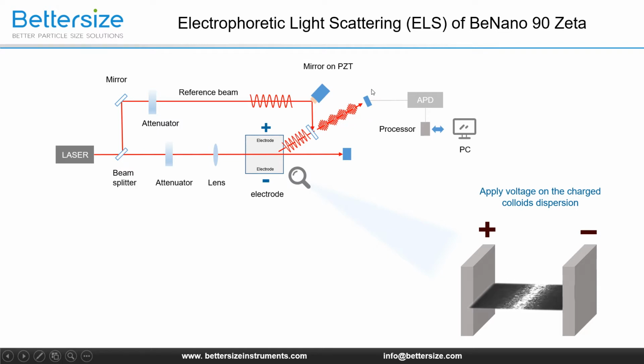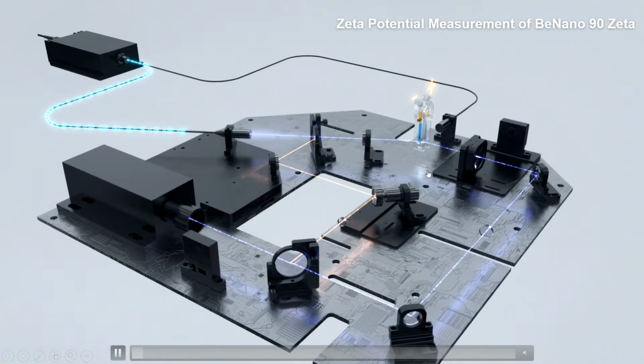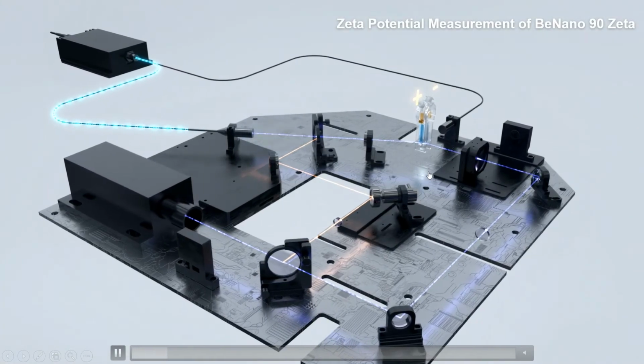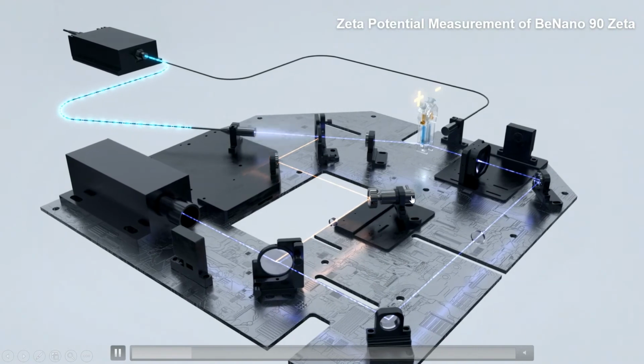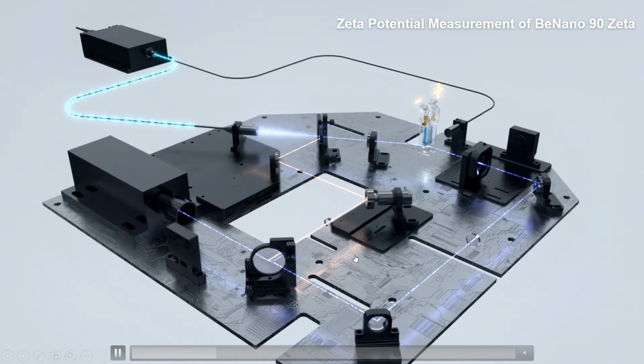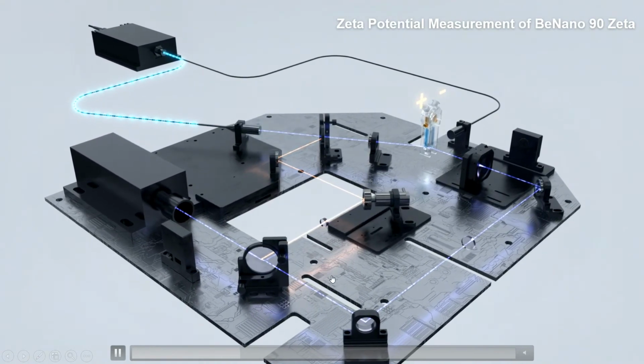A detector set up in the forward direction detects and analyzes the scattered light to obtain the frequency shift and eventually the particles' electrophoretic mobility. Through Henry's equation, the zeta potential and its distribution of the particles in suspension can be obtained in the software. Zeta potential measurement of the Binano 90 Zeta is performed with the ELS technology using a detector at 12 degrees.